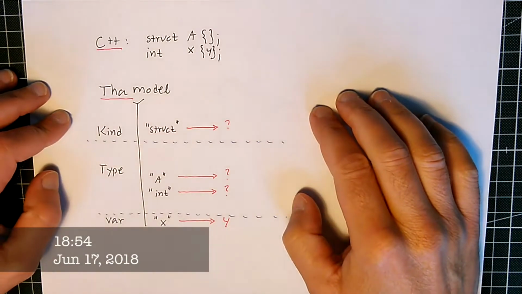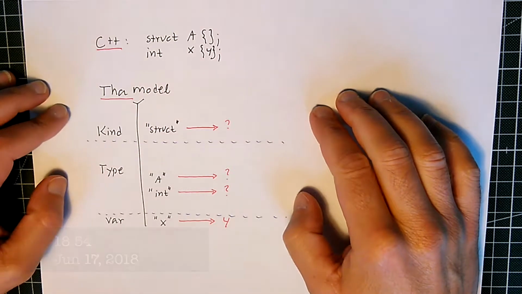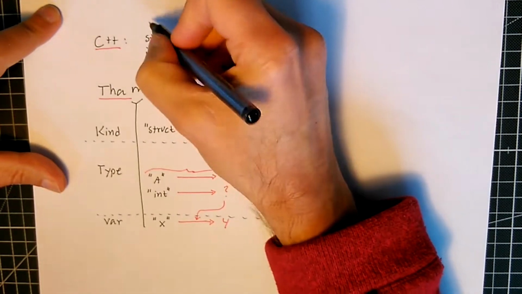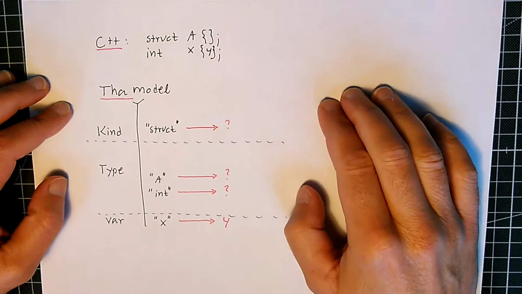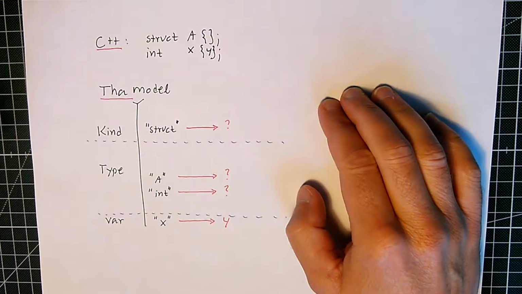Let's continue with our tar modeling of the C++ type system. Today we're going to add union. Hello, welcome. My name is Kjell-Olov, and let's recapitulate where we left off the last time.